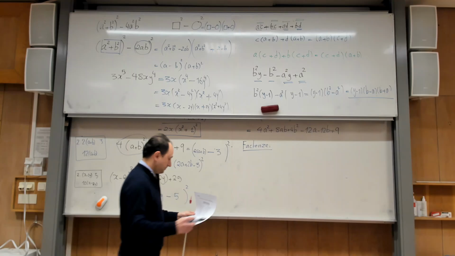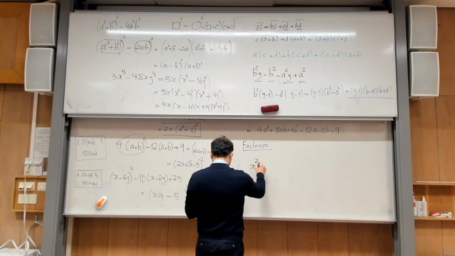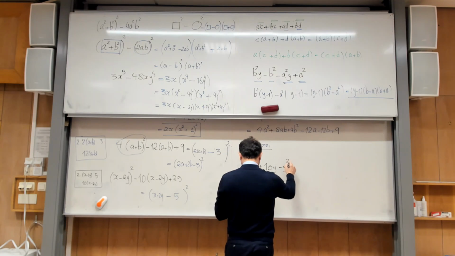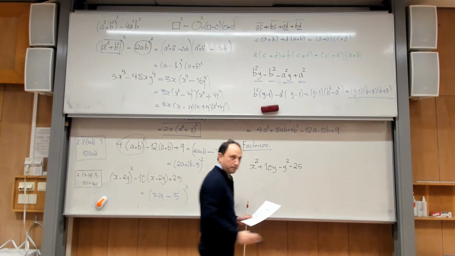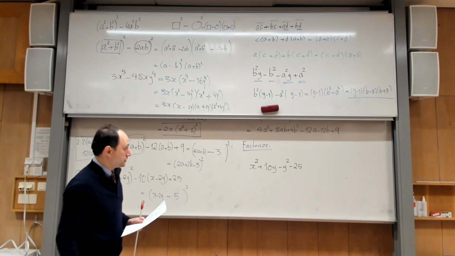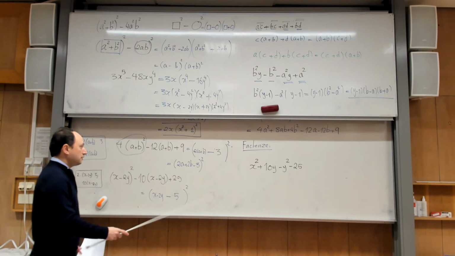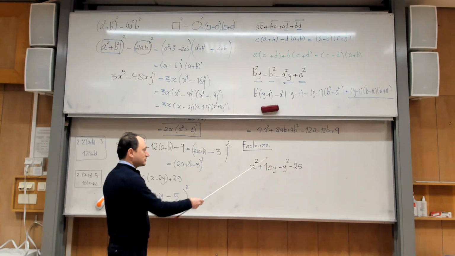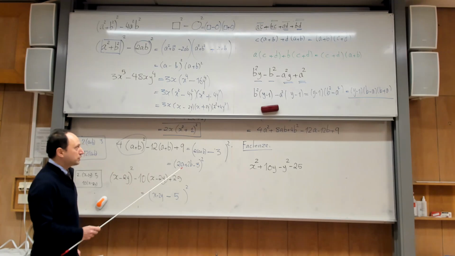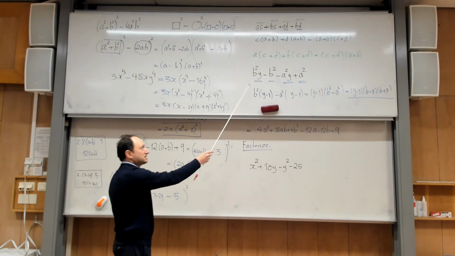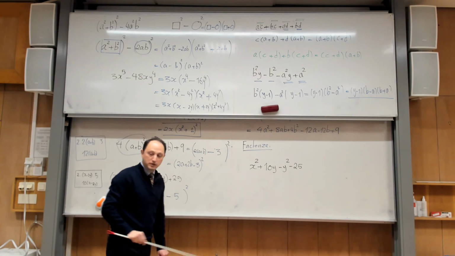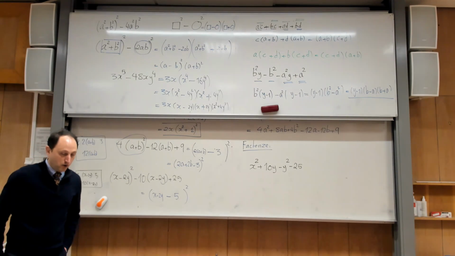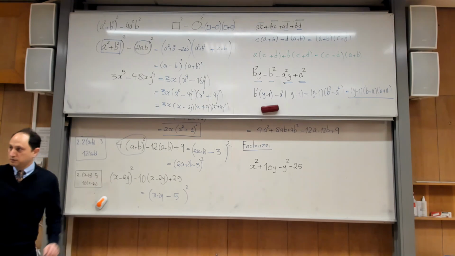X squared plus 10y minus y squared minus 25. This is tricky. I want to give you a little bit of time to think about it. How can I factorize this expression? It seems very innocent, simple, but you need to be a little bit more creative than that one. The idea is still grouping, but you have to be a little bit smarter here to see how the grouping should be. I give you a little bit of time to think about it.